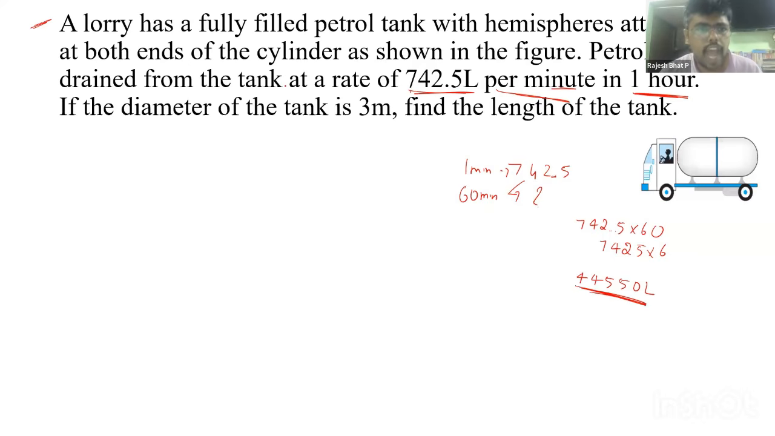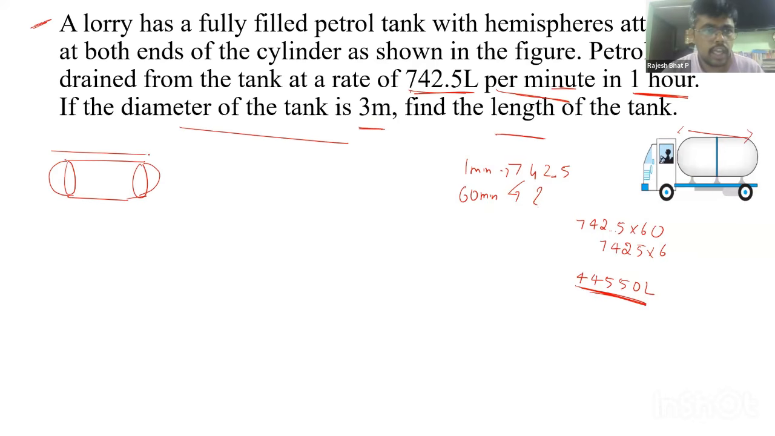Next, the diameter of the tank is given, find the length of the tank. But what is this shape? See the shape properly. You can see two hemispheres and one cylinder. You have to find the length of the tank. This is not a regular shape, so first let me write the formula.